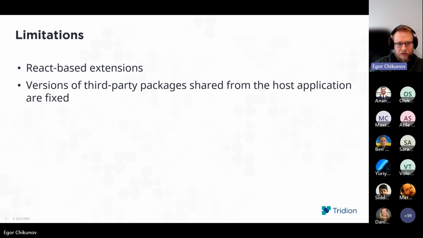Another thing, and I will talk about it a bit more in the further slides: versions of third-party packages shared from the host application are fixed. You cannot upgrade them, meaning that if you are building an extension for a certain version of Sitecore, the version of React that is used by Sitecore should be the same version that you're using for your extension. You cannot have an extension that uses a newer version of React. I will explain in detail in the future why that is.